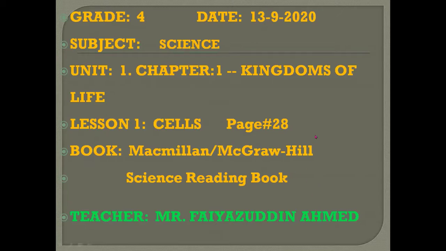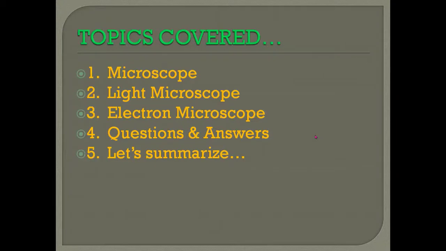It is from page number 28 of the science reading book. We covered the topics of microscope and we also differentiated between different types of microscopes like light microscope and electron microscope. And finally, we have just discussed one question and answer.